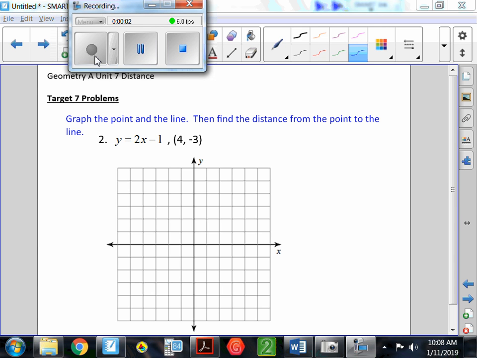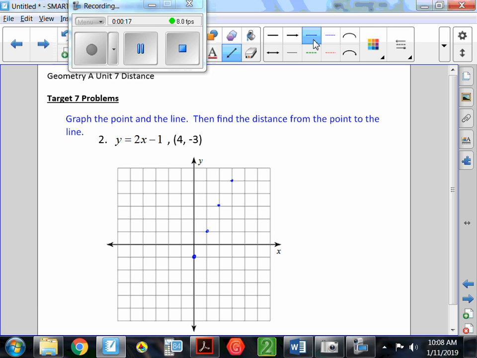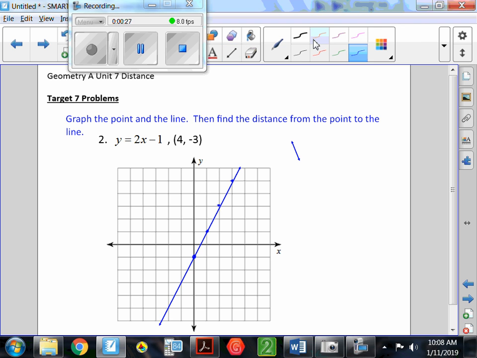Unit 7, Target 7 homework. This is number 2. Graph the point and the line. So let's start by graphing y equals 2x minus 1 as a y-intercept of -1 and then a slope of up 2 over 1. So there's my line, y equals 2x minus 1, which has a slope of 2.